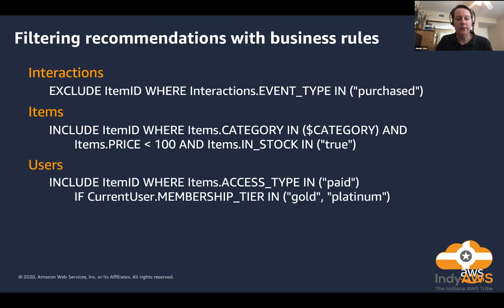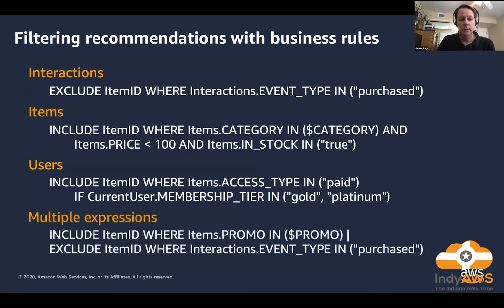And here's an example that filters based on user metadata. So I'm including items where the access type is in paid and the current user is in a membership tier of gold or platinum. You can chain these filters together, multiple expressions. So here we're including items that are currently part of this promotion, this dollar promo dynamic value, but we're excluding items from the promoted items that the user's already purchased.